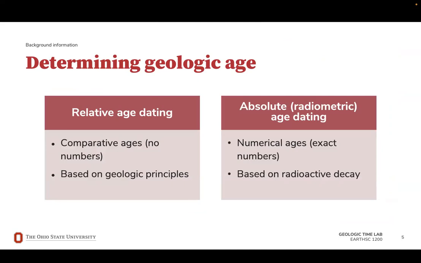Absolute or radiometric age dating is the process of determining when something formed or happened in exact units of time, such as days, months, or years. Using the example above, you could describe your absolute age and your sibling's age by saying, I am 19 years old, my brother is 17 years old, and my sister is 22 years old.